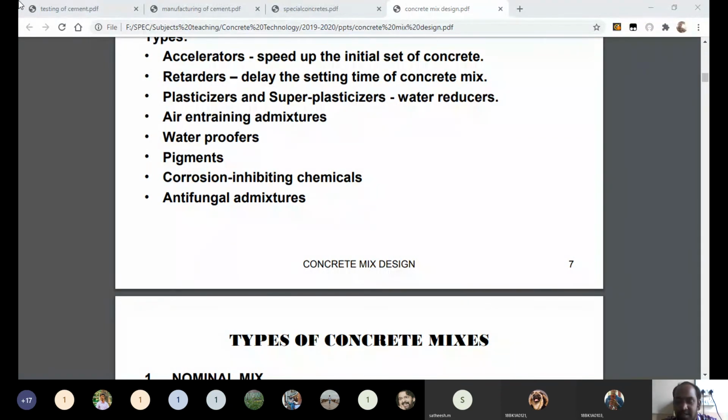So in the state of fresh concrete, we will determine its workability, and in the condition of hardened concrete, we will measure its strength. Understand? It means there we will measure in terms of workability and here we will measure in terms of strength. So this is the complete introduction and complete scenario about our subject, concrete technology.